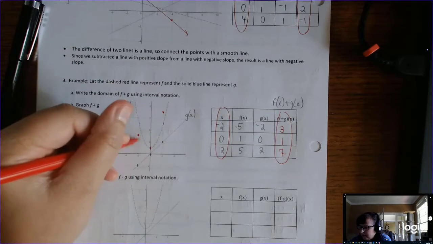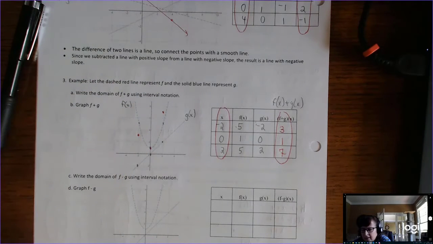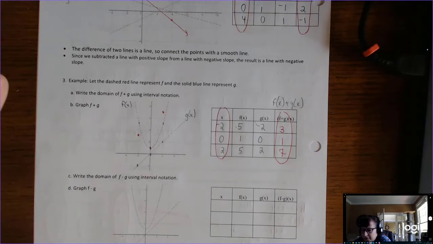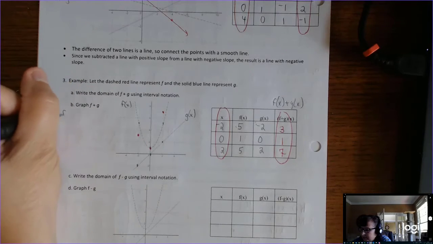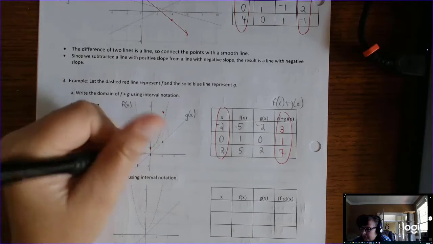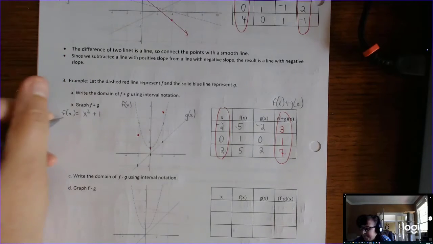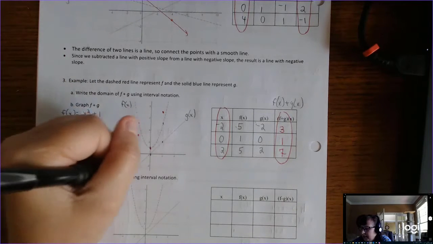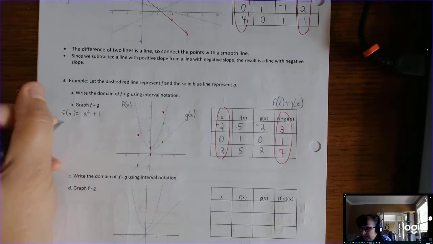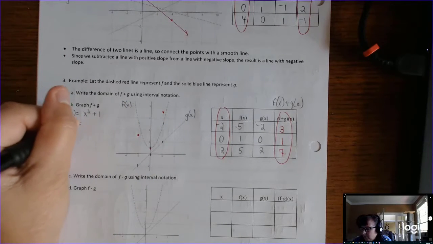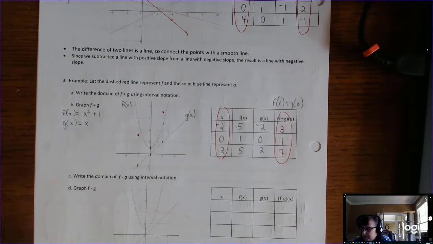Okay, so this is obviously not a line. Well, what is it? Well, we kind of have to do the symbolic. So I think I know exactly what these graphs' equations are. So this is y equals x squared plus 1. I mean, f of x equals x squared plus 1. And this one is our friend y equals x, or g of x equals x.